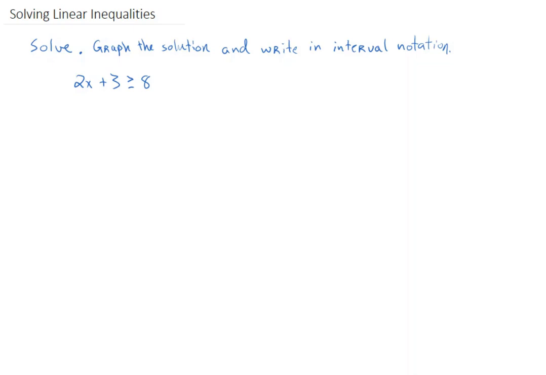Now the way you solve this, as I've already mentioned, is very similar to how you solve an equation. So we want to get x by itself by undoing what's happening to it on the left there. So I'm going to start by subtracting 3 from both sides. When I do that, I get that 2x is greater than or equal to 5. So just like an equation, except there's a greater than or equal to in there instead of an equal sign.